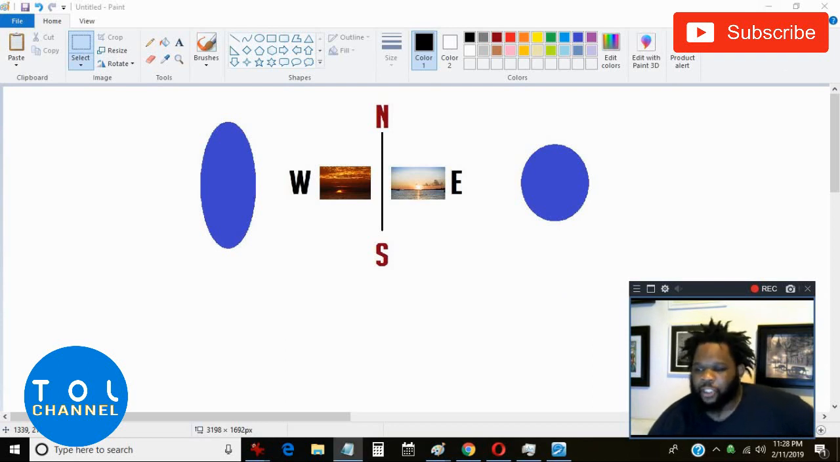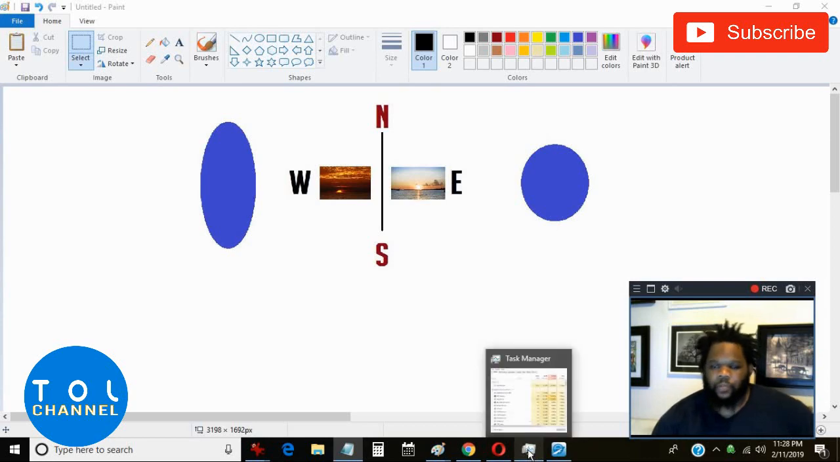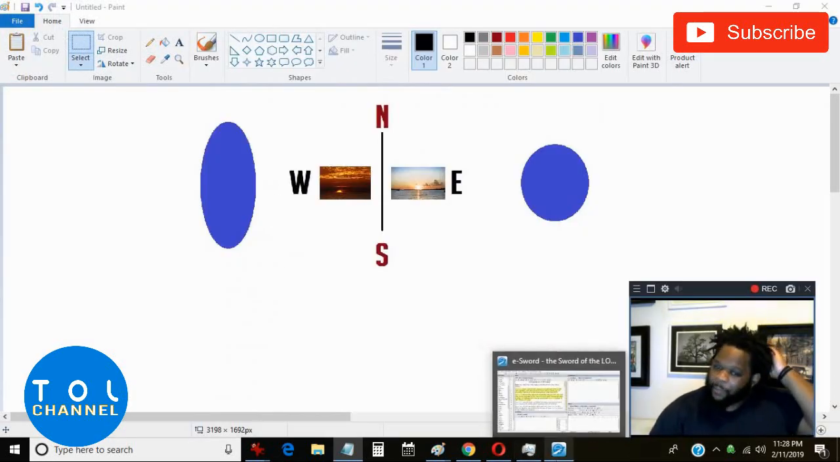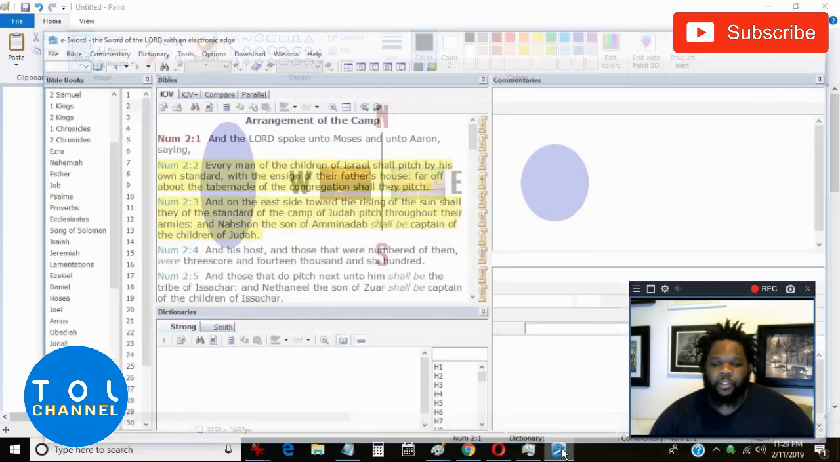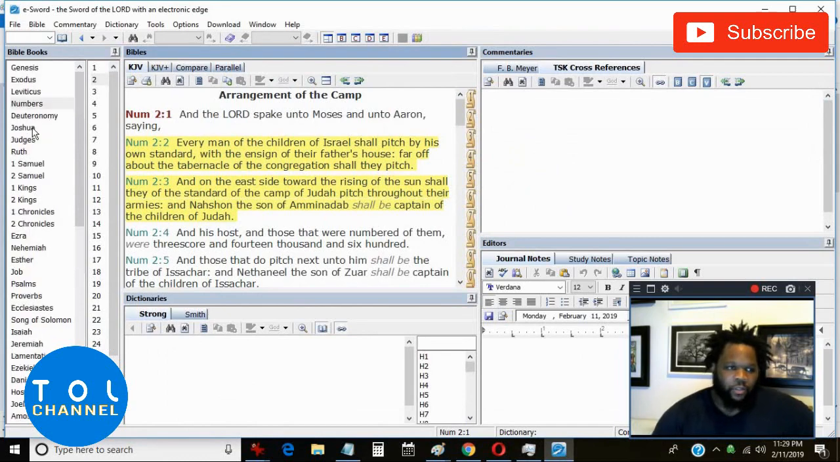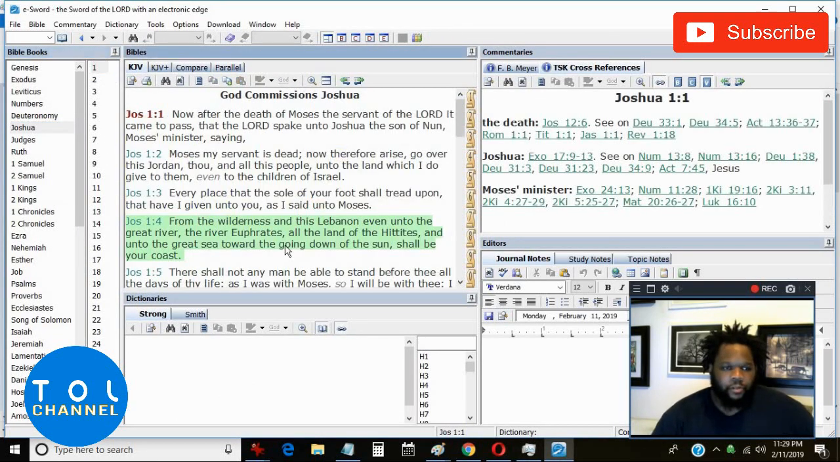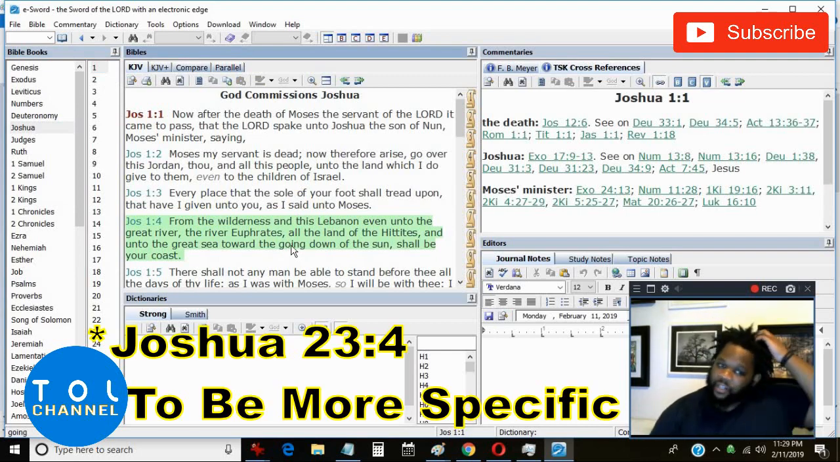And just to back that up even more, we're going to go outside the Torah, because there's not really any places in the Torah that make this statement, even though we know it's true in the Torah. We're going to go to Joshua 1:4. From the wilderness and this Lebanon, even to the great river, the river Euphrates, all the land of the Hittites, and unto the great sea toward the going down of the sun.